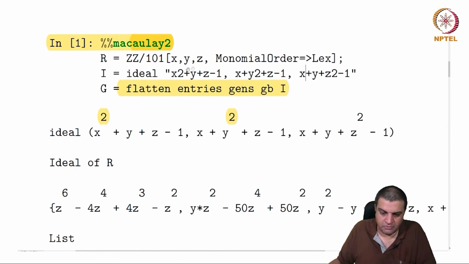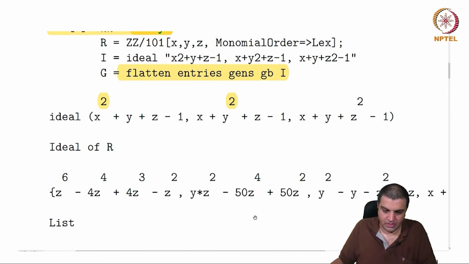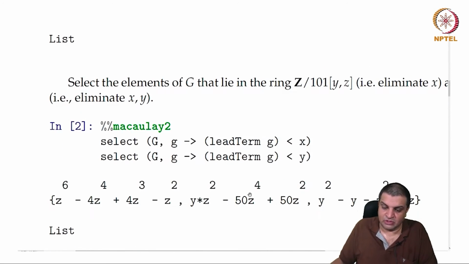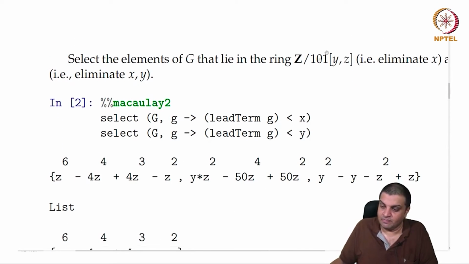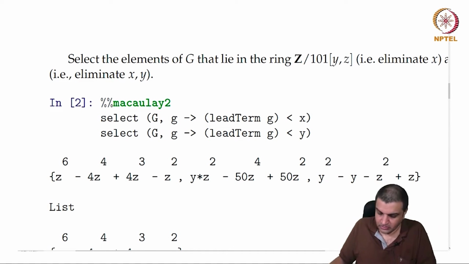Okay, so now here is the output. If you ask for flatten, entries, gens, we get the ideal, x^2 and so on, whatever we just put in, and this is just some long list which it cannot print in one line, so it just goes on. Okay, so that's the first line. So now we would like to select the elements of G that lie in the ring where x is not there, the tail of the variables, let's say y and z, that is, eliminate x.